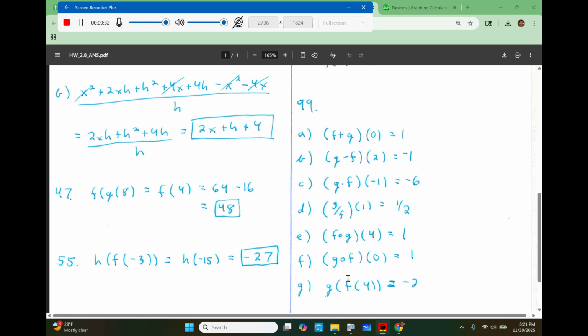Let's check this last one. G of f of 4. So 4 goes into f. So 4 goes into the blue graph, and I get negative 1. And then g of negative 1, negative 1 of the pink graph, gives me negative 2.